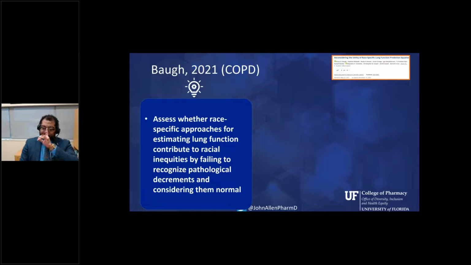So let's shift gears a little bit. Again, we're talking about clinical management. I wanted to spend a moment here looking at a different disease state. Again, looking at something pulmonary, but let's take a look at Ball and colleagues, who wanted to look at race-specific approaches for estimating lung function, and wanted to understand whether the use of race-specific approaches to estimate lung function itself contributes to racial inequities. And so let's look at that further.